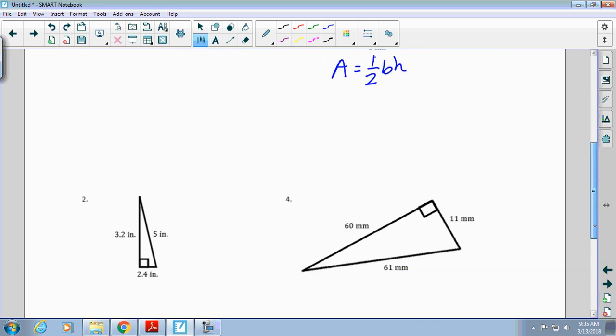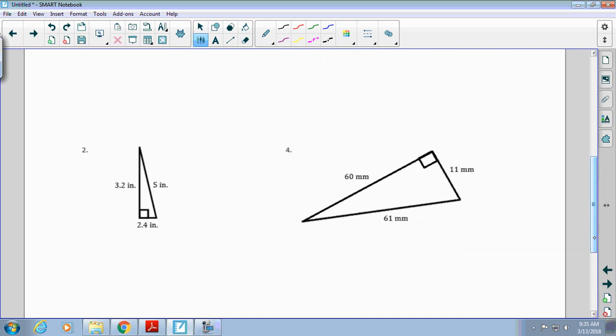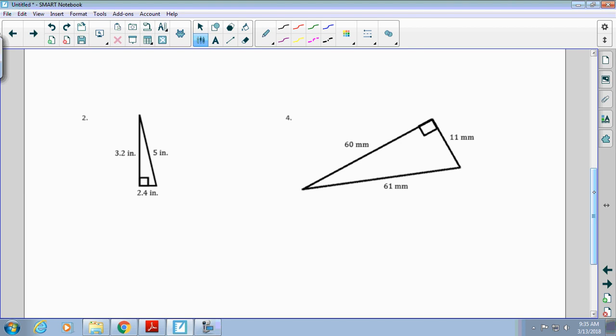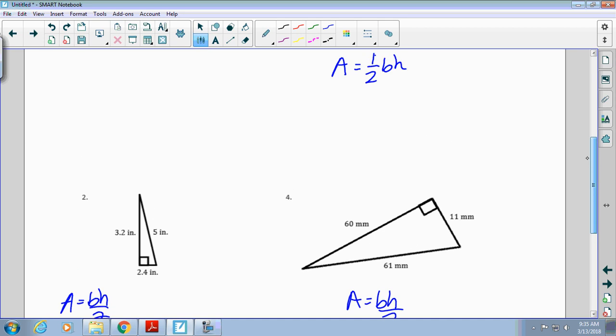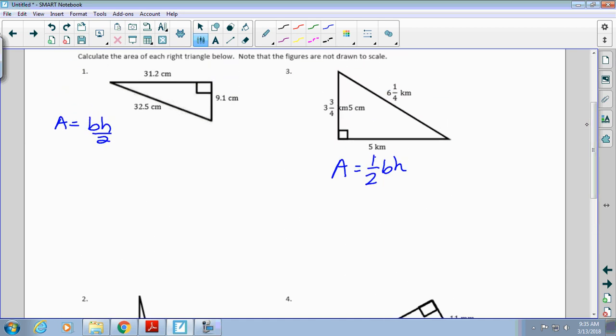And then down here, I would use the first one for both of these. Area equals base times height divided by 2. Area equals base times height divided by 2. And then you're just going to identify. Why don't you guys go through and circle which 2 sides you're going to use as your base and height for each of these.